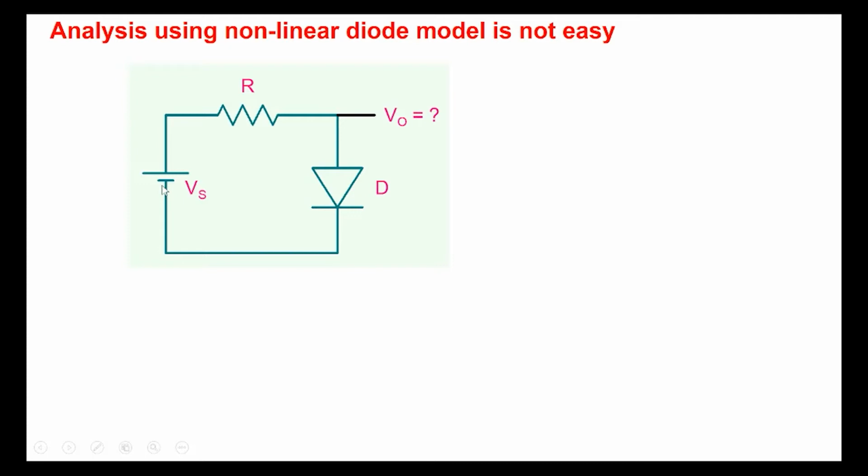Okay, so coming back to the analysis of diode circuits. Let's take a very simple circuit with a voltage source, a resistor and a diode. Let's say our interest is in the output voltage across this particular element here. Now, because the diode is a nonlinear element, the analysis becomes a bit complicated. So let's write down KVL. Vs is equal to I times R plus V naught here, where V naught is the voltage across the diode.